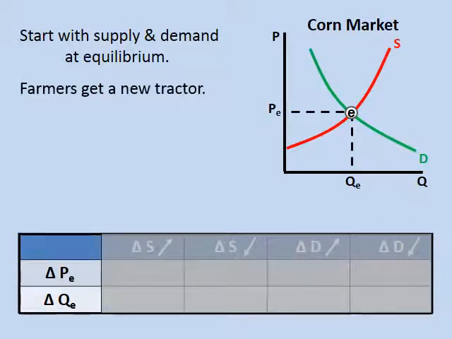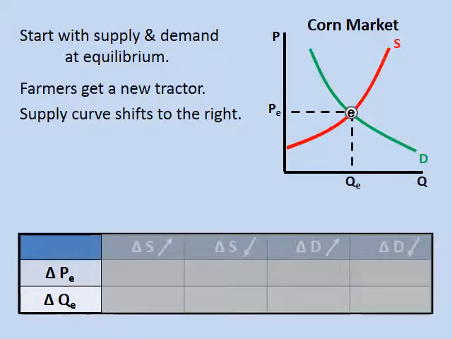What happens if farmers get a new tractor? Well, we anticipate that this would cause the supply curve to shift to the right as the farmers are more efficient. We have a new supply curve S1. Now let's record in our table the impact on equilibrium price and quantity.